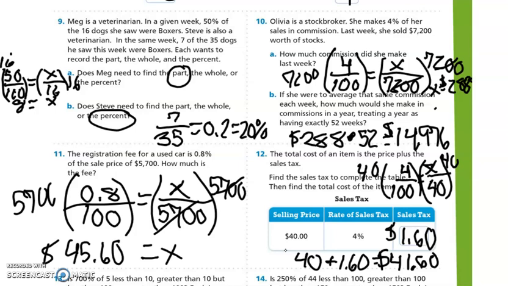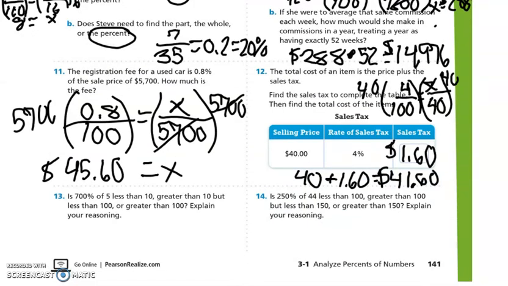Going to keep on moving here. On number 13, it says, is 700% of 5 less than 10, greater than 10 but less than 100, or greater than 100? Now this is very confusing, but we just focus on this part and just find what 700% of 5 is. This will make more sense when we actually have that number.